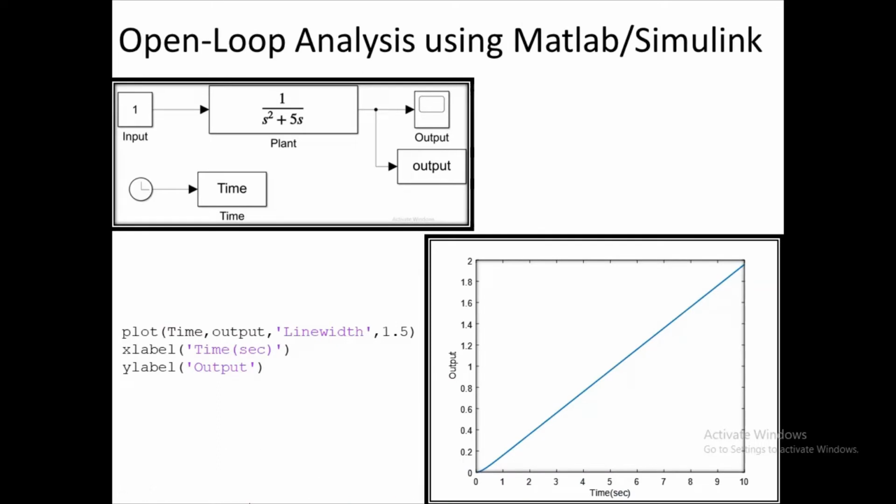So this is the open loop analysis using MATLAB or Simulink. This is the plant we have just seen, and this is the step input with zero step time, so that's why I have taken it as a constant, and this is the output. There is a clock and a time block, so these two blocks will transfer whatever data is here to the workspace, which later we can use for plotting. So we will see how to build this Simulink model and how to obtain this particular output.